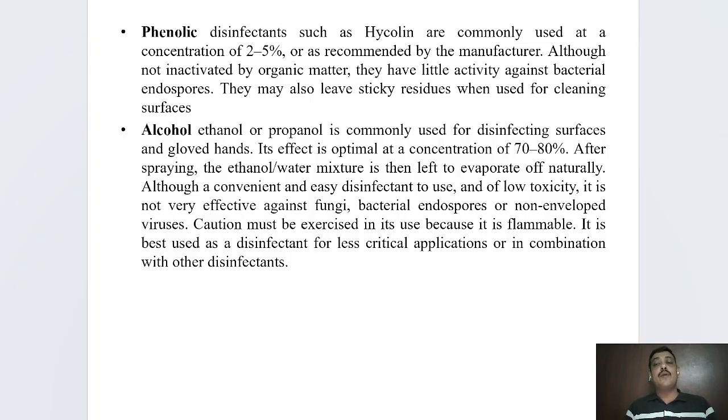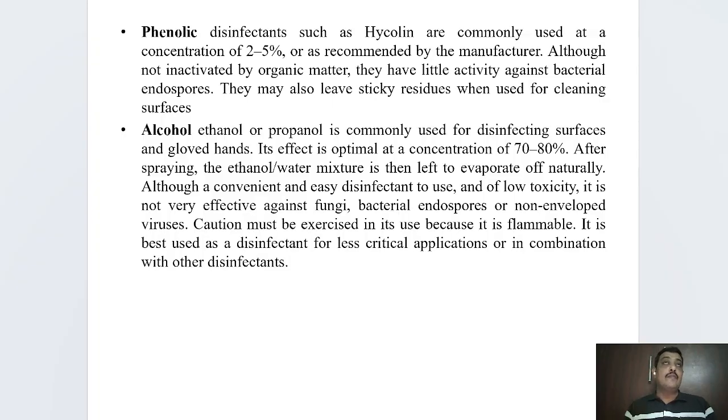But the disadvantage about it is that it may leave sticky residues on the surface. The advantage is that, unlike hypochlorite, it is not going to lose its activity in the presence of organic matter. So in spite of having organic matter, this particular type of chemical will work as a sterilizing agent.